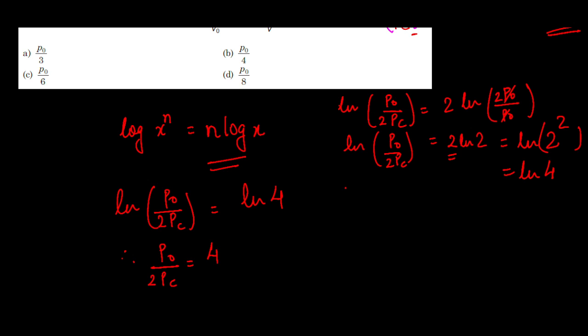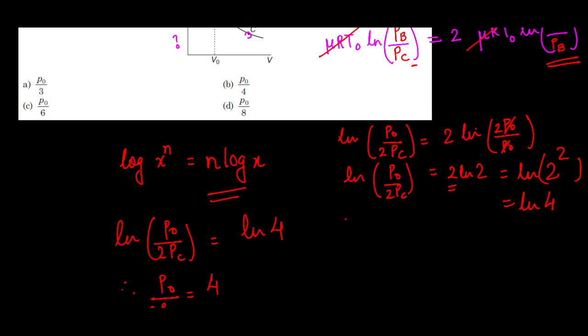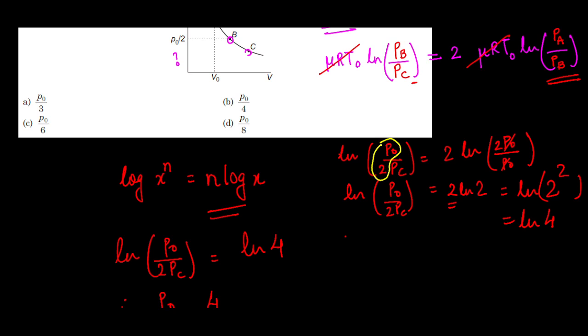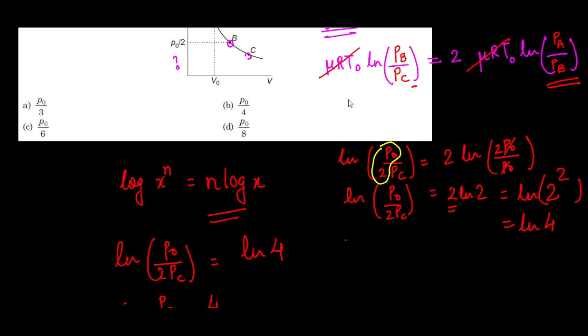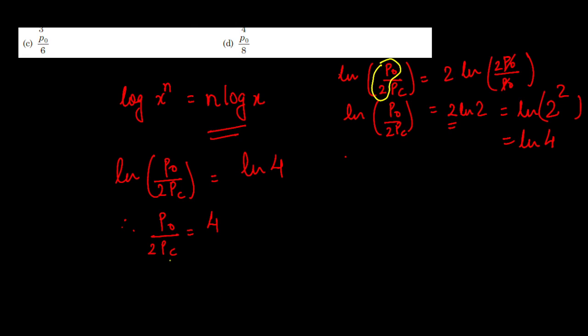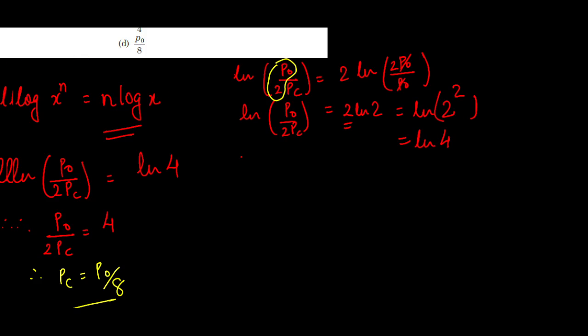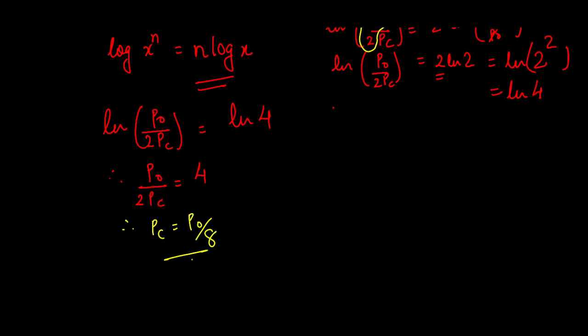How 2P? PB. Are you asking about PB? How 2PC? Oh, it is this: the value of PB is P0 by 2. PB's value is P0 by 2. So what answer came? Therefore PC equal to P0 by 8. Sorry, yeah, PC equal to P0 by 8.